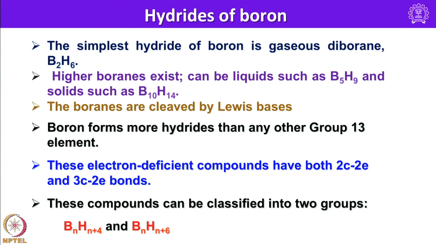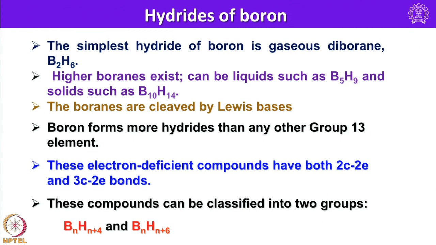Boron forms more hydrides than any other group 13 element. Perhaps after carbon, boron is the second element among p block elements to form the largest number of hydrides. The majority of these boron hydrides are electron deficient compounds. That means they have both 2 center 2 electron bonds and 3 center 2 electron bonds. Most of the boron hydrides have a few terminal BH bonds, which are 2 center 2 electron, and some of them have bridging BHB, where we come across 3 center 2 electron bonds.